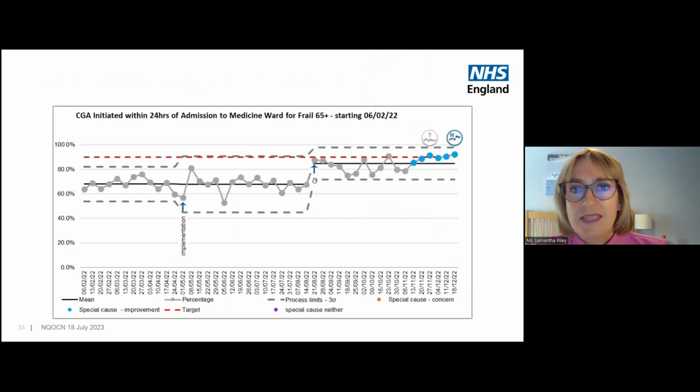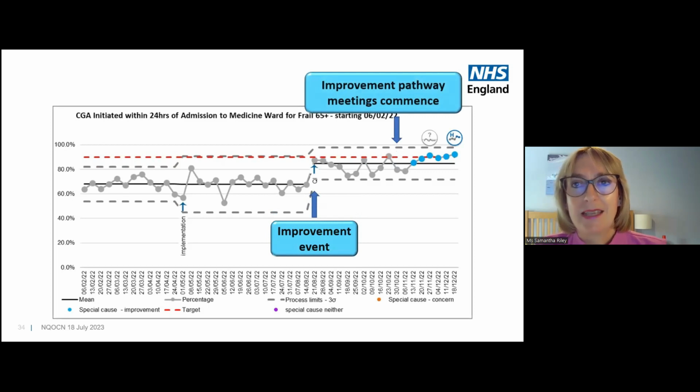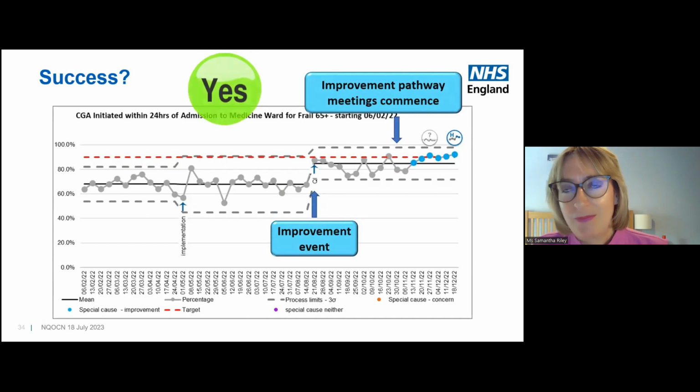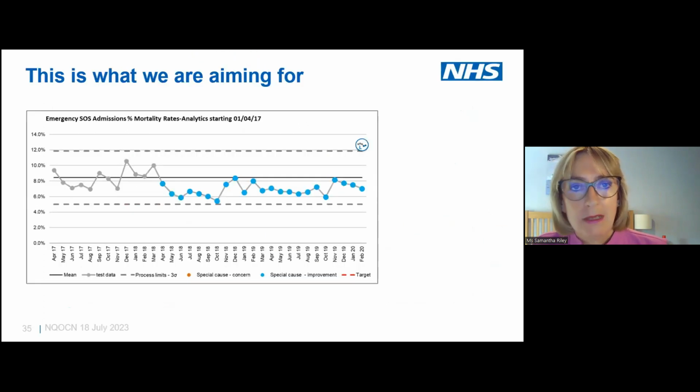And let's move forward time now. So now what have I done? I've run a big improvement event. And actually now we've got improvement pathway meetings that have commenced. So the question, has this now been successful? Well, we can see that now there has been success in the data. We have now got some narrower process limits, and we've got blue dots at the end of the chart. So that is, of course, to be celebrated. That's what we are aiming for.